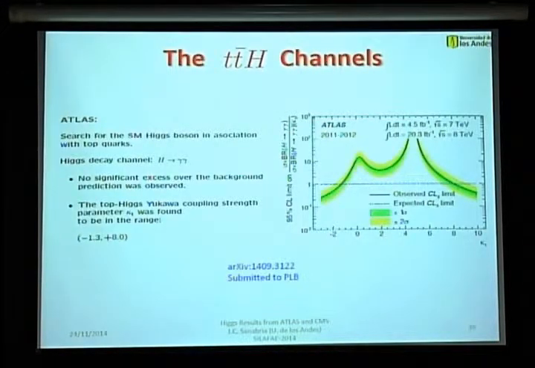So ATLAS has searched for Higgs boson association with top quarks, looking at the gamma-gamma decay channel, and has put limits on the value of the kappa parameter for the coupling of the top to the Higgs that range between -1.3 and 8.0. It's not that precise, but as it was mentioned in previous talks, it's very hard to measure.